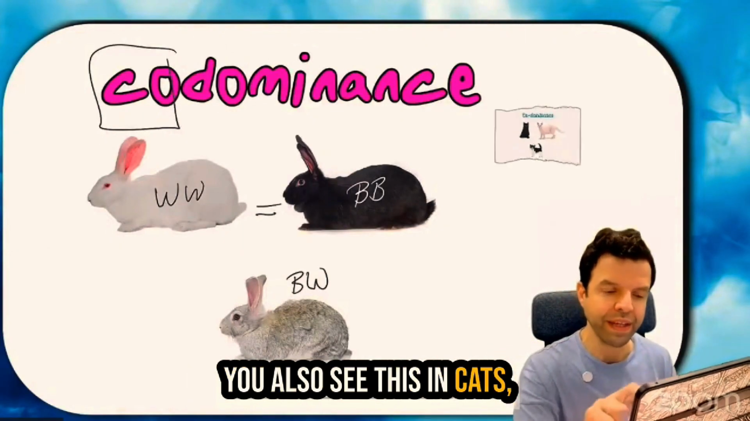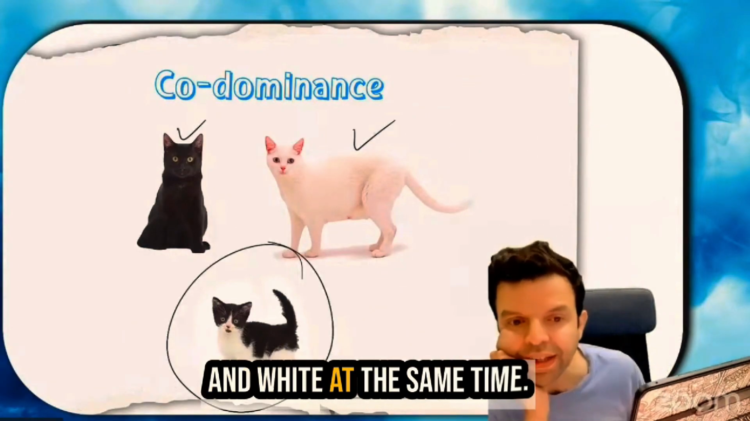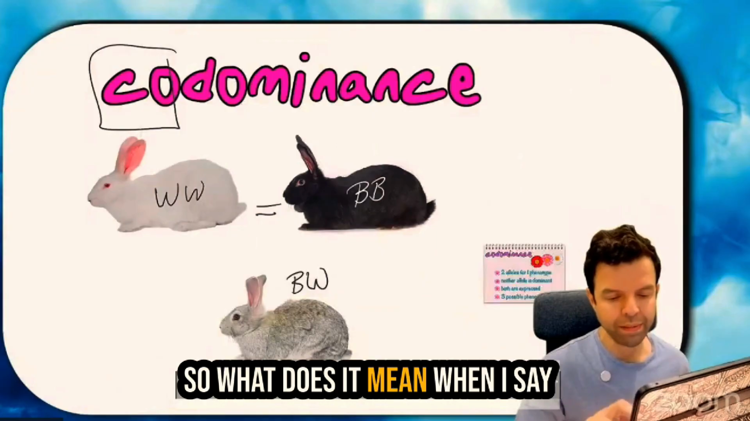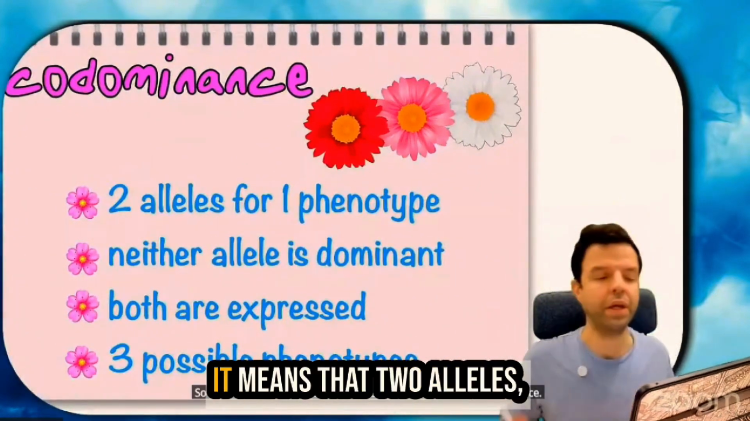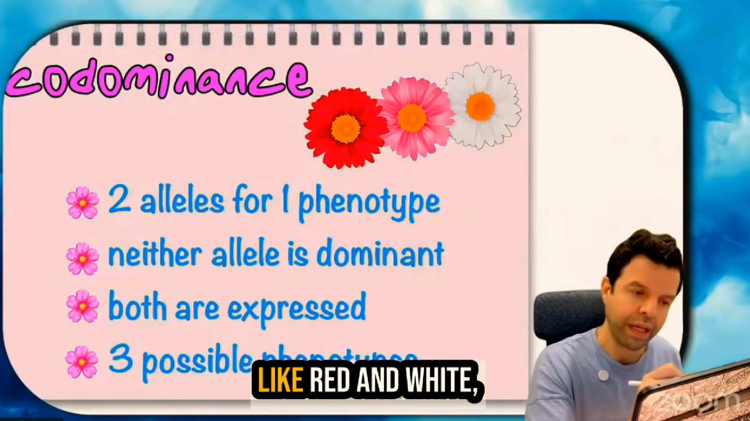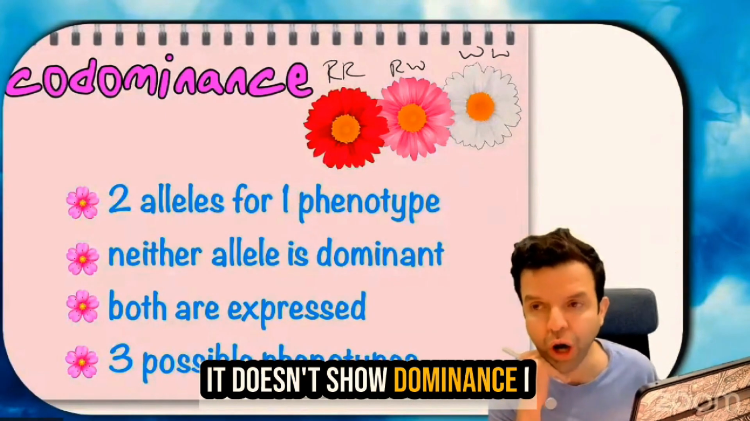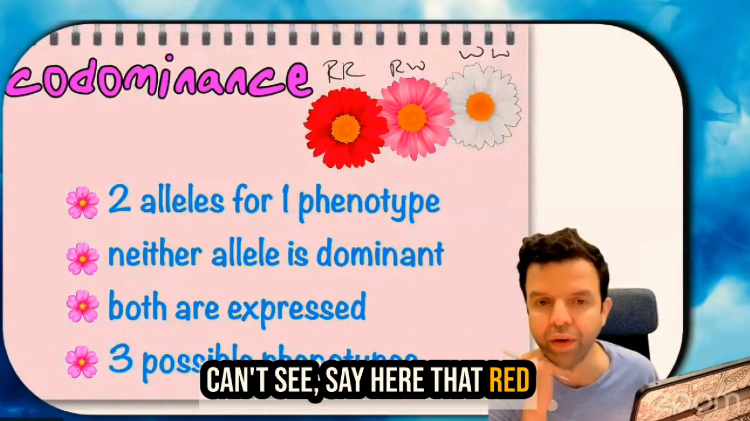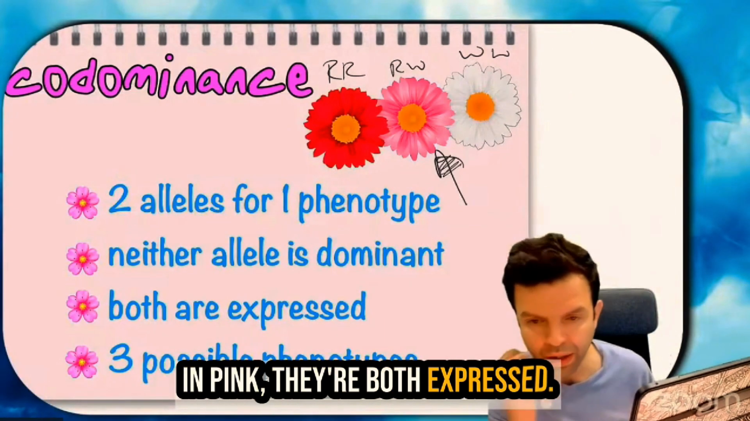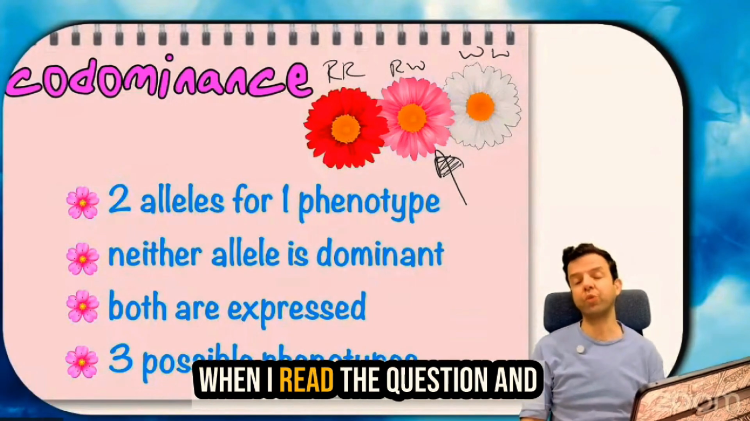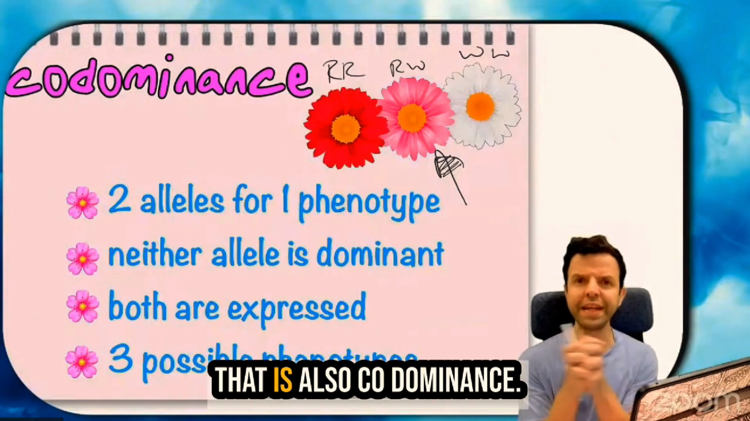You also see this in cats, like black cats, white cats, and you end up with black and white at the same time. So what does it mean when I say traits show co-dominance, like these flowers, for instance? It means that 2 alleles, like red and white, are responsible for a third color. It doesn't show dominance. I can't say here that red is dominant to white or the other way around, right? In pink, they're both expressed. And usually that's the case when I read the question and I see 3 different colors and one color is like a mixture of the 2, then that is also codominance.